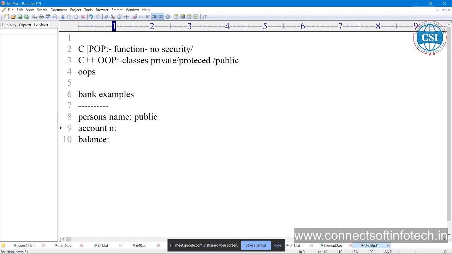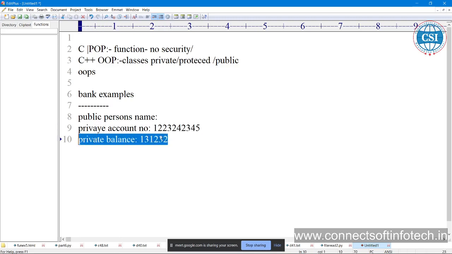Account name, account number, and balance: the account number and balance should be visible only to the one who owns them. So that may be made public so anyone can view. But the account number and his balance, we are going to make as private data members. So only the authorized person can view his or her balance. So we can say that is a private data field.